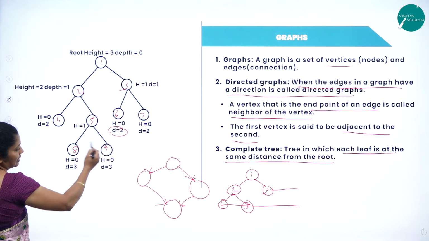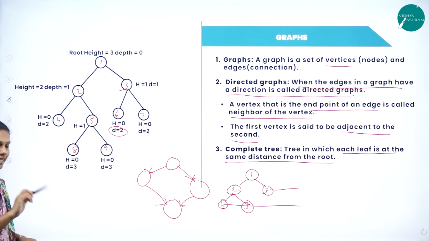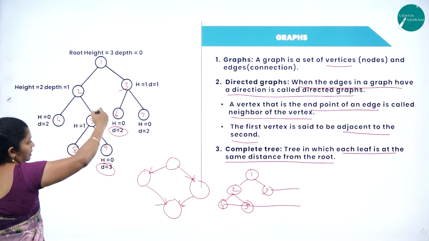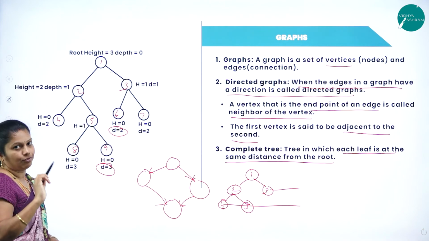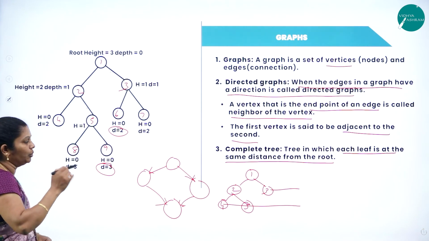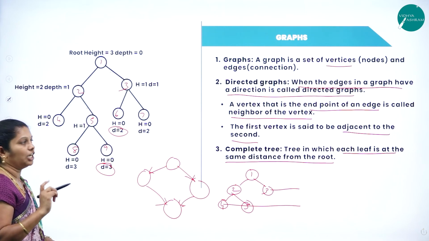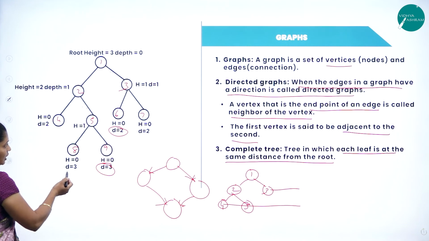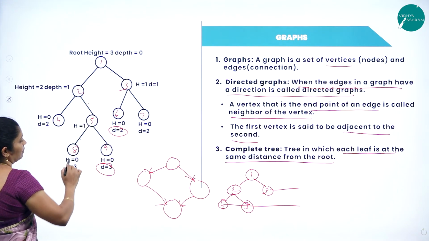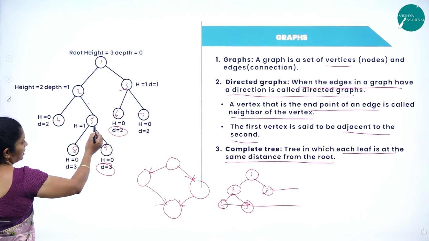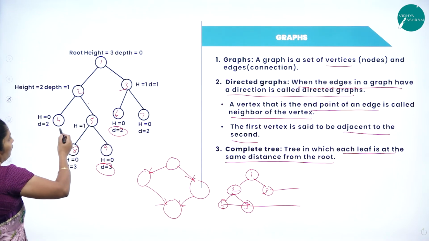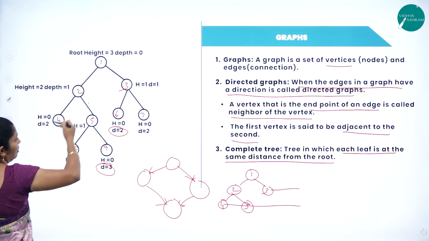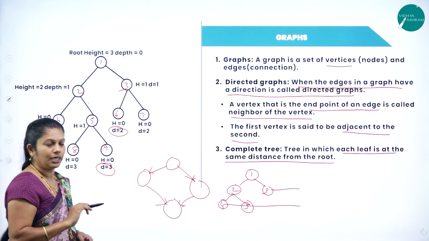If I consider this 9th one, height is 0 because it is a leaf node. Then for depth, we count how many edges there are from the root to that node. That you have to count: 1, 2, 3. That's why depth is 3. Whereas for this one also depth is 3. 1, 2, 3. But height is 0. If you observe this one, height is 1 here. For the 4th one, height is 0, depth is 2 because from the root, if I come, I get 2 edges. Now is it clear?